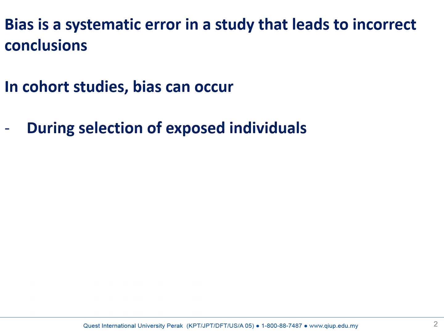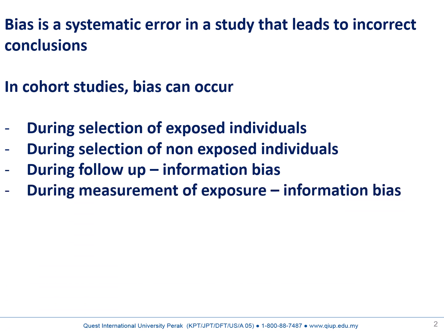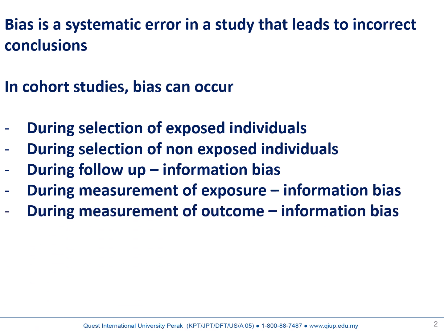During selection of exposed individuals, when we select people in the exposure cohort, there may be some selection bias. During selection of non-exposed individuals, when we select people in the non-exposure cohort or control cohort, there may be selection bias. During follow-up, we are collecting information on exposure and on outcome. There may be information bias. During measurement of exposure, there may be information bias. During measurement of outcome, there may be information bias.